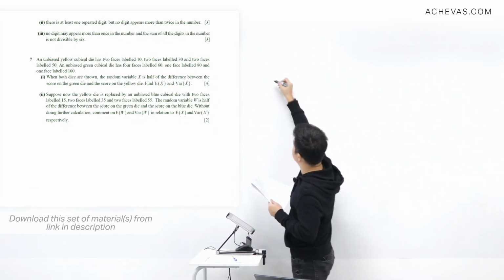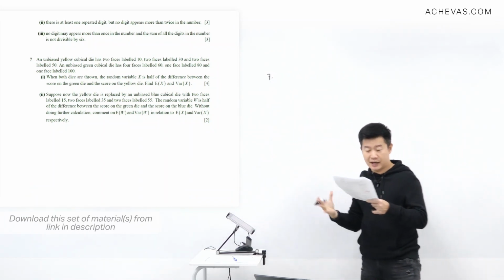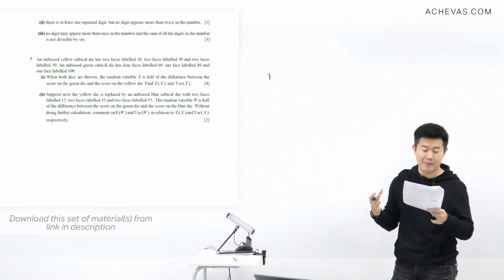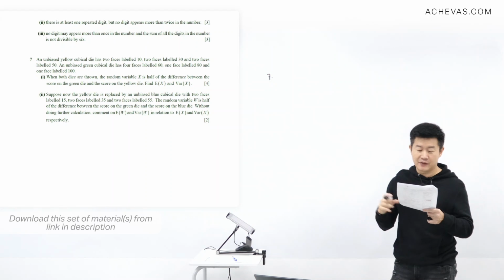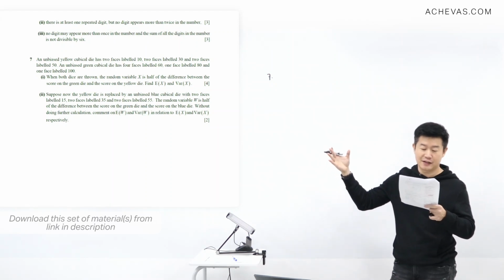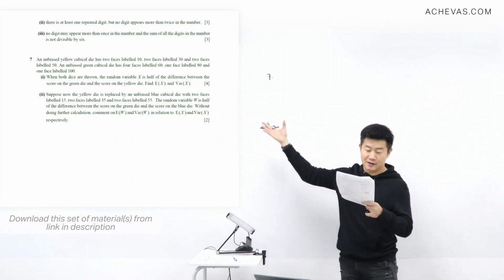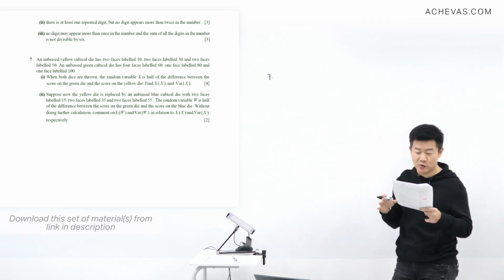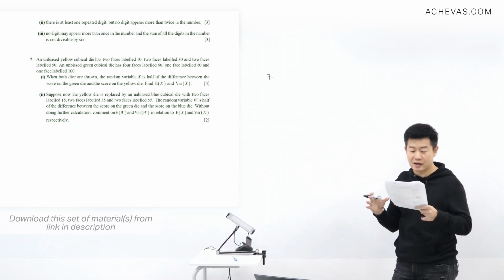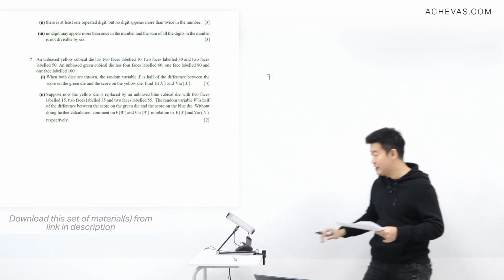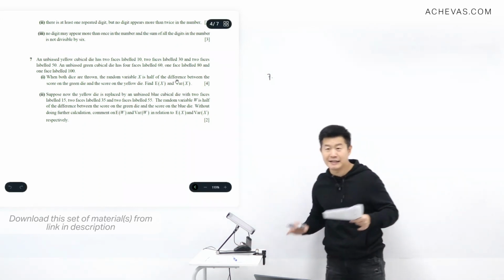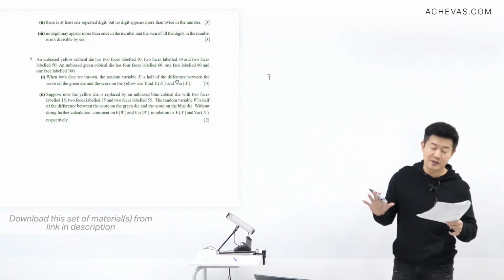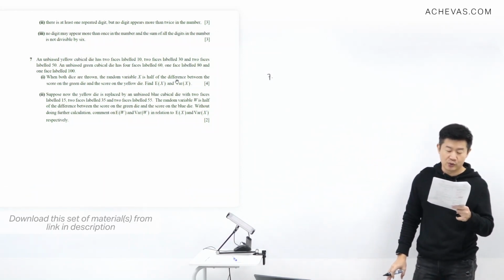Let's take a look at question number 7. So in question number 7, we are looking at a yellow unbiased dice and a green unbiased dice. And the numbers that are labeled on the faces are given to us according to the information given. And we are looking at a random variable x, which represents half of the difference between the score of the green die and the yellow die. Okay, so the word difference here is indicating to us that it is the absolute difference. So it will always be a positive number. So we are going to try to find the expectation of x and the variance of x.